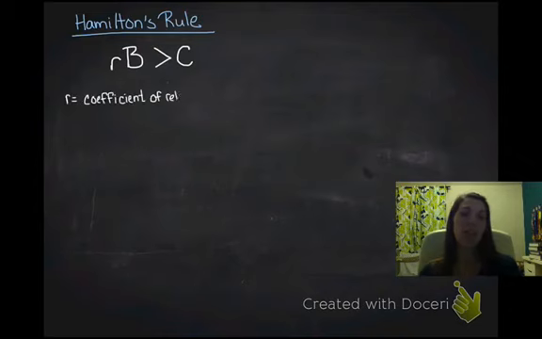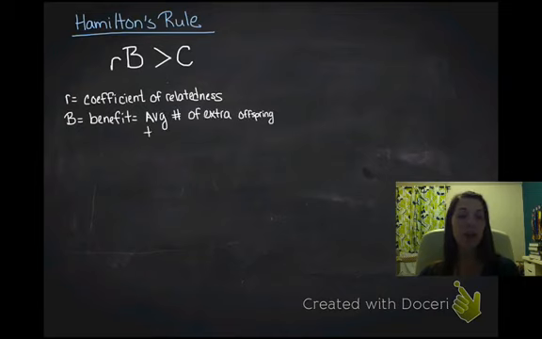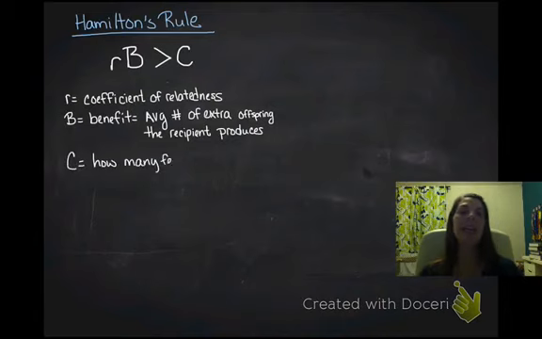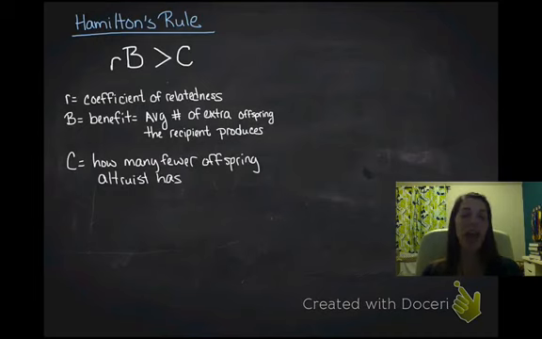R is the coefficient of relatedness. There's a mathematical table that says I'm half related to my siblings, and I'm less related to my cousins. The closer related you are to someone, the higher that number is. B is the benefit to whoever I'm helping. We quantify that as the average number of extra offspring that the recipient of that altruistic behavior produces. And C is how many fewer offspring the altruist is going to have as a result of their behavior.